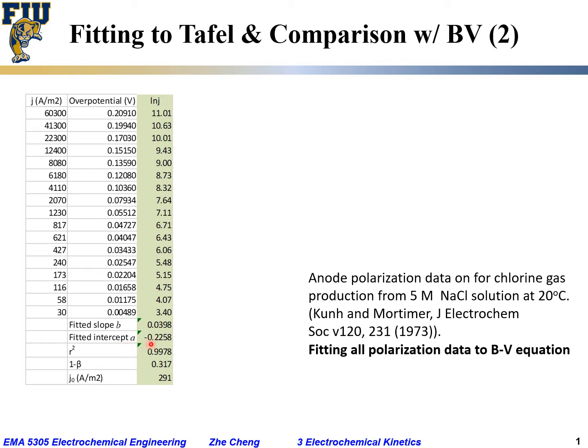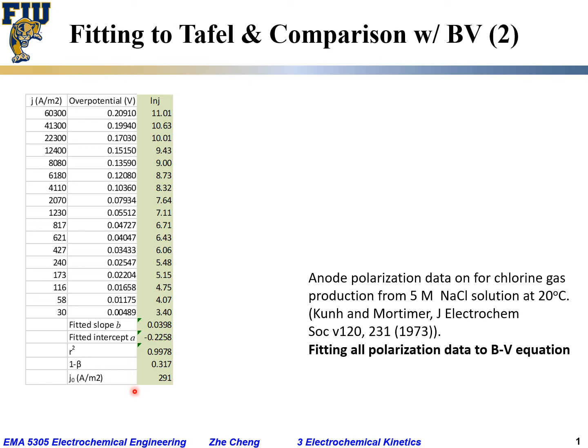And then with the equations for the Tafel slope and the intercept, we can calculate the 1 minus beta, 1 minus beta temperature factor, as well as the exchange current density J0. That was what we showed in the previous slide.